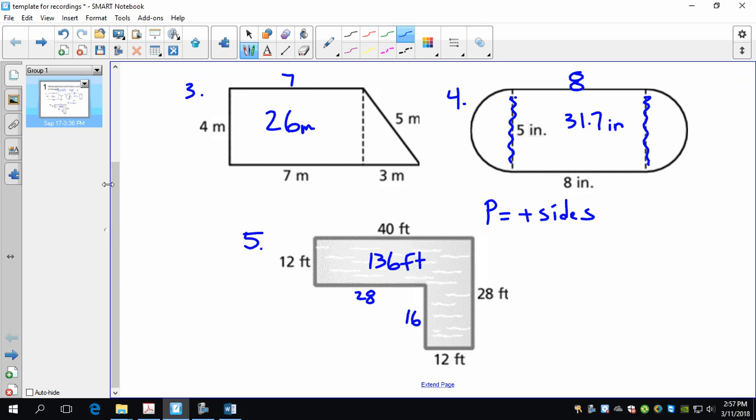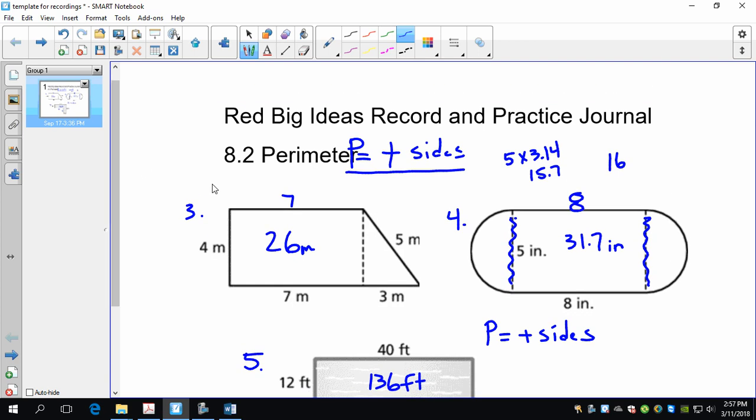So on 8.2, dealing with perimeter, there's your formula. Perimeter, P equals add the sides. Make sure you are adding the sides.